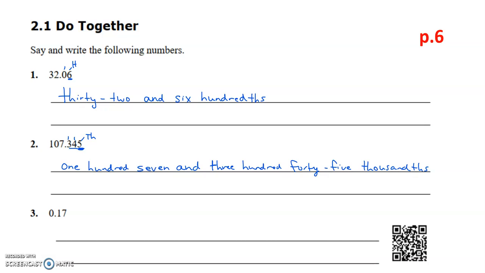Number 3, we have nothing on the whole number side, so we don't have to say 0 and. We can just go right onto the decimal. We have 17, and the 7 is ending up in our hundredths position. So we simply say 17 hundredths. And because of the THS, now we're certain that this is on the decimal side of the line.